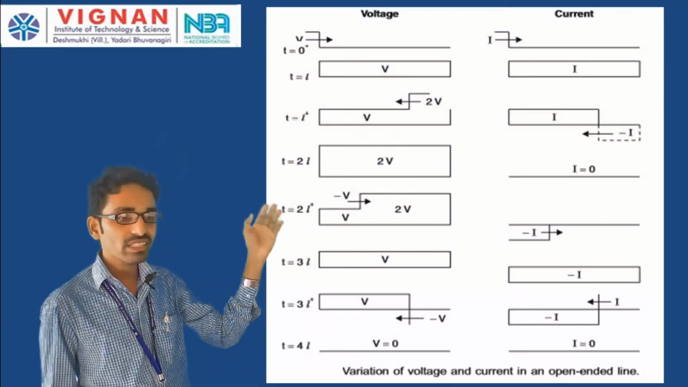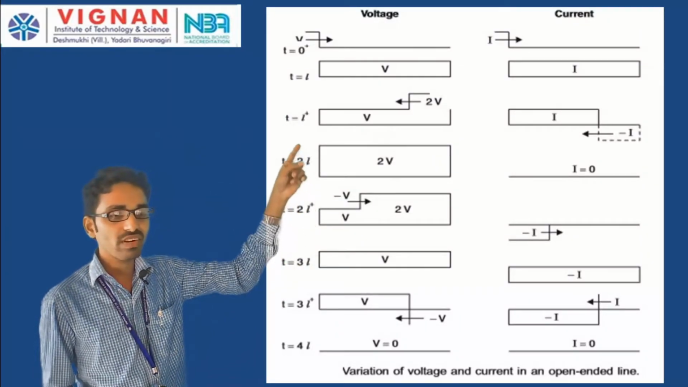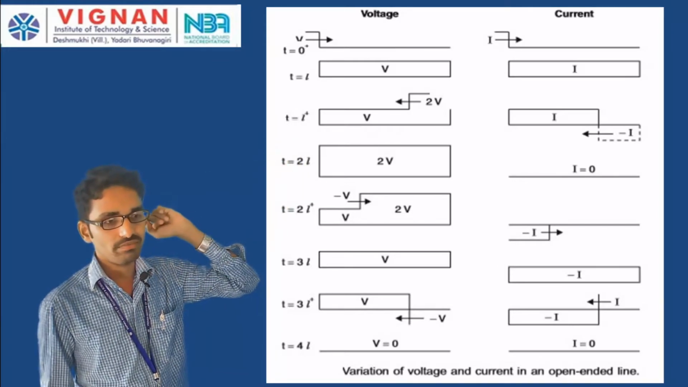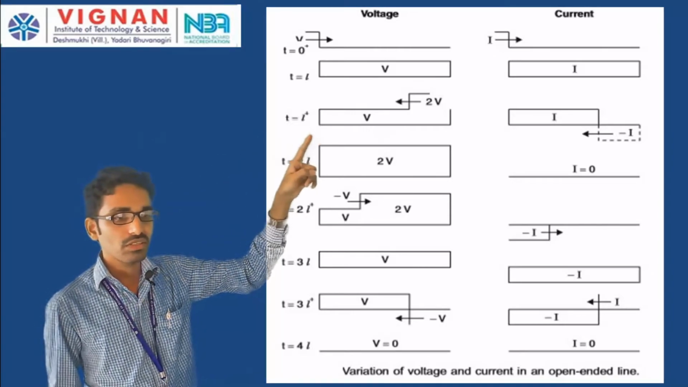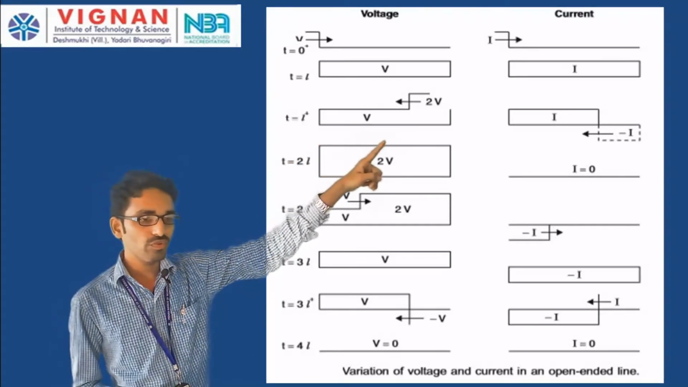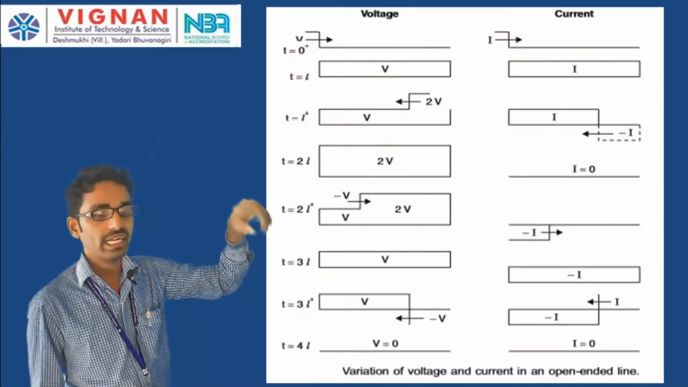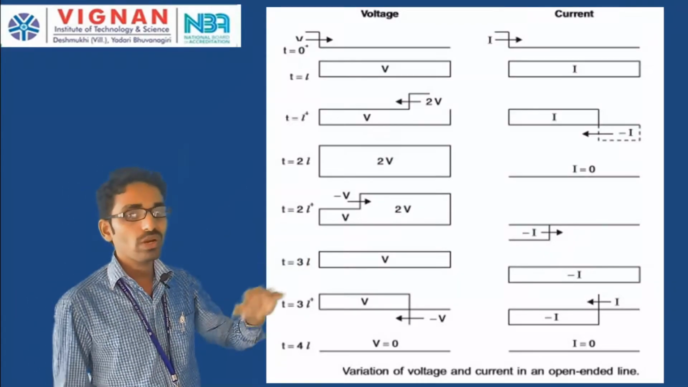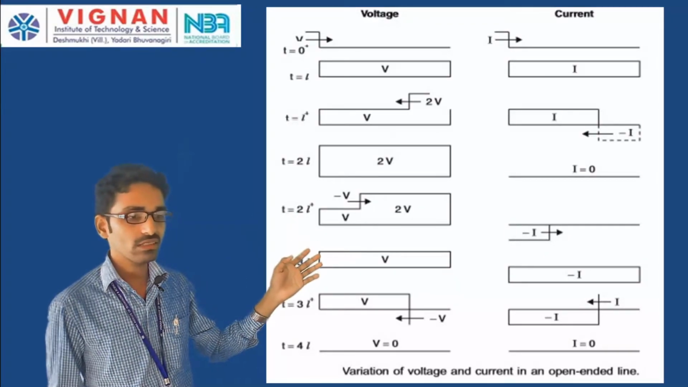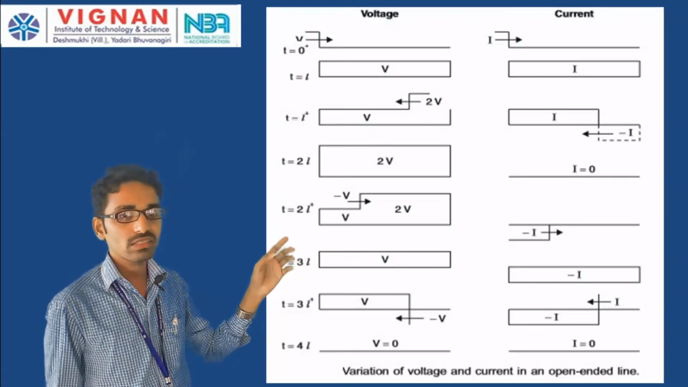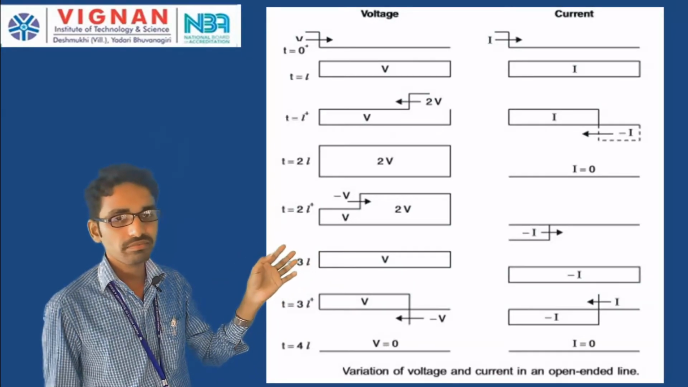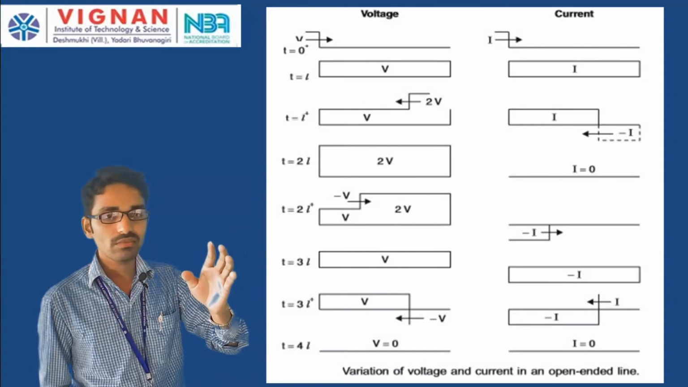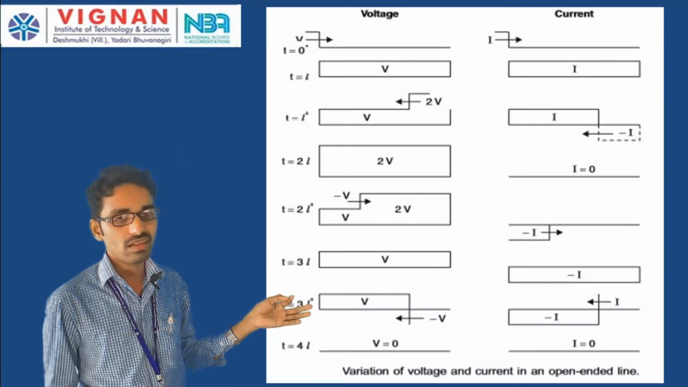The voltage wave is going to be reflected back with positive sign, and the current wave is reflected back with negative sign. Okay, that means at that place you are going to have 2V, and the current wave is having negative sign, minus I. And then after reaching 2L, that is at the sending end, it is 2V. So like that, 2V, and the current is 0 here.